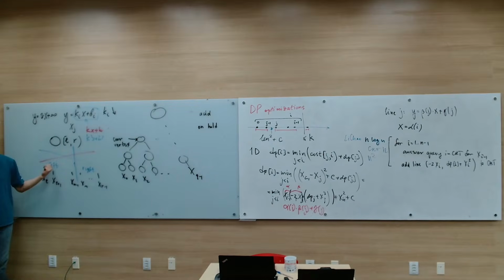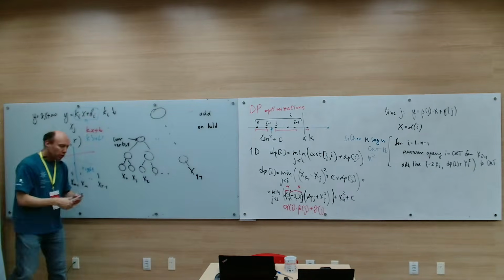That's a line on hold, because for some nodes it can be better, and if we drop it now, then some answers would be absolutely incorrect. And the reverse, if the red line would be better than this one.